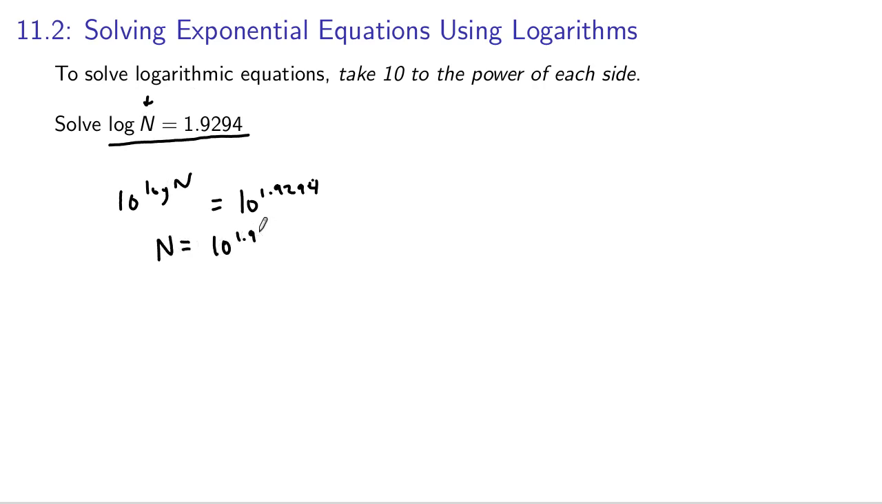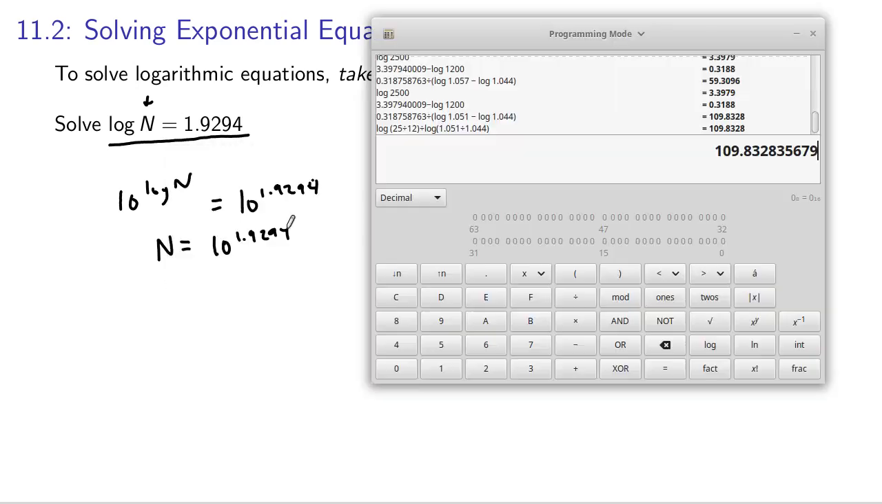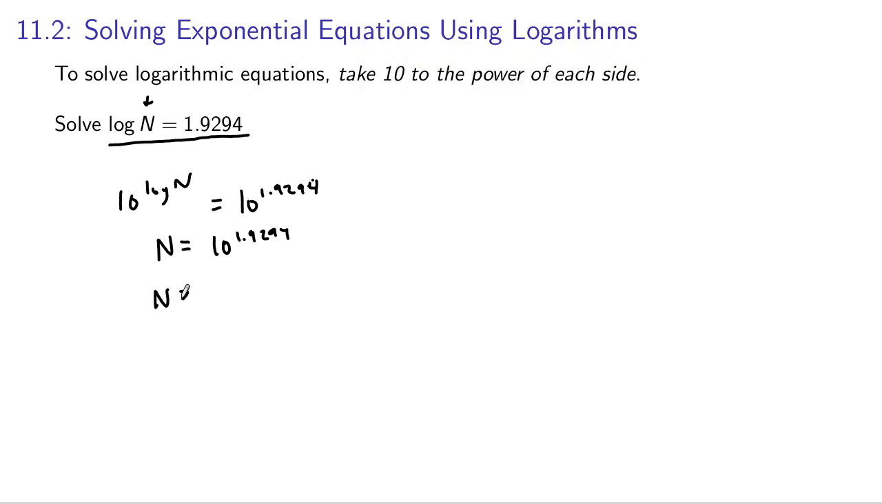So we have 10 to the 1.9294 power, which we can find on our calculator. 10 to the 1.9294 is 84.996. We're just going to call that 85. n is 85.